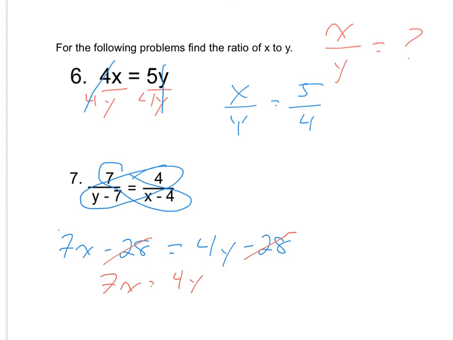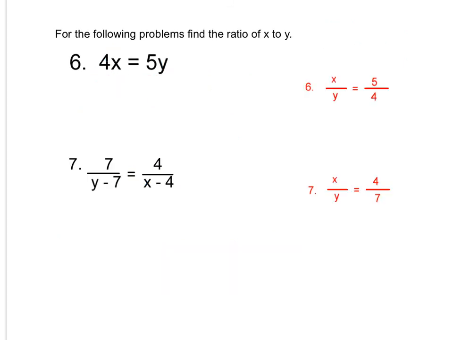Okay, you guys take a quick second. Now that we're here, finish the problem like I did before. In other words, we're going to divide both sides by y, and we're going to divide both sides by 7. See what happens when you do that. Okay, in the first one, we already found that the ratio of x to y was 5 to 4. And now in my second one, you guys finish this on your own. When we divided both sides by y and both sides by 7, we got the ratio of x to y is equal to 4 to 7.